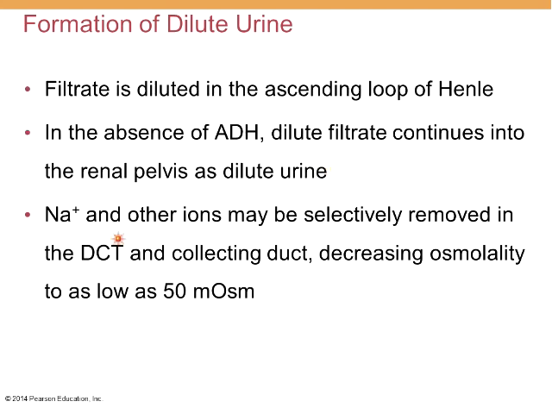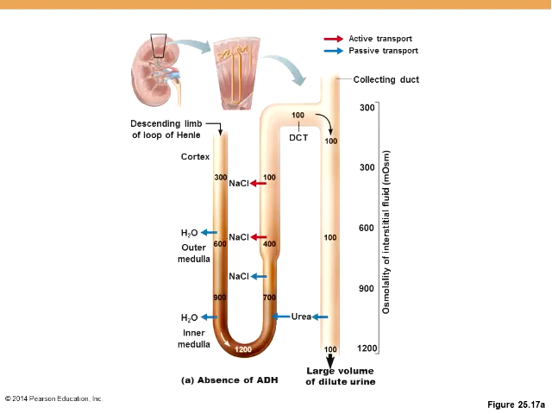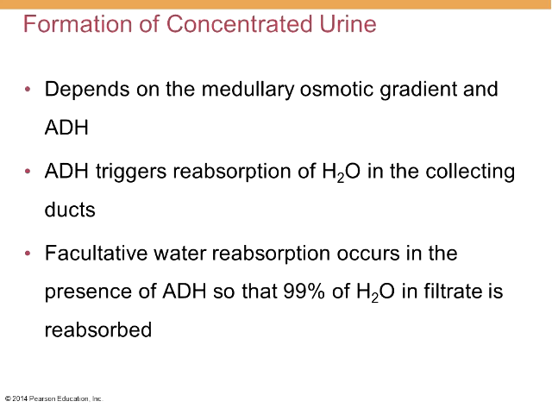The filtrate continues into the renal pelvis as dilute urine. Sodium and other ions may be selectively removed in the distal convoluted tubule and collecting duct, decreasing the osmolality to as low as 50 milliosmoles. We'll see that effect here, through that process of the descending loop, taking out our water. We've already talked about that.